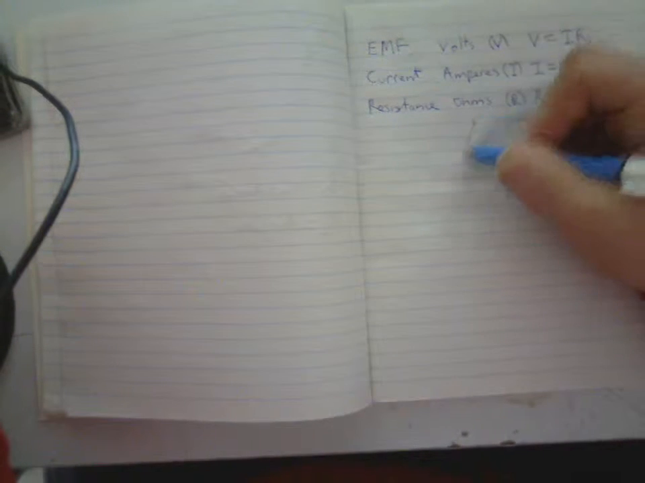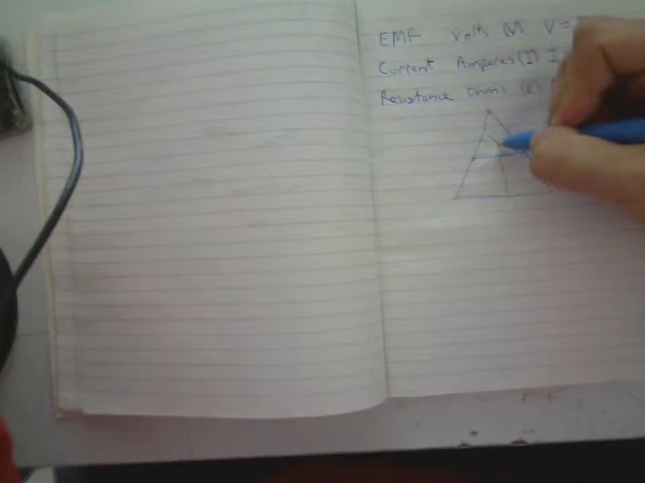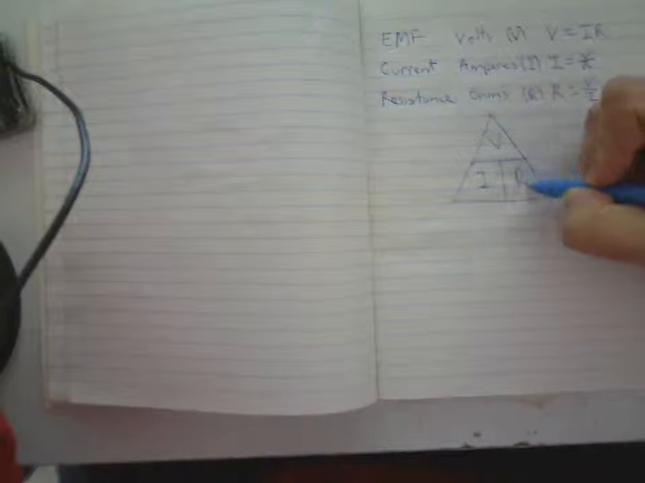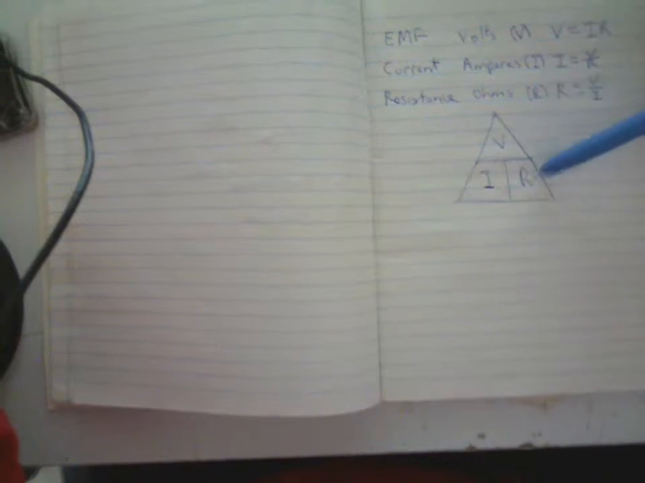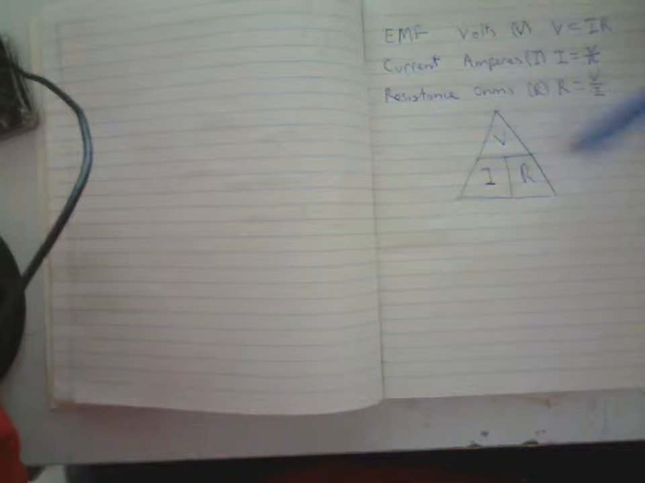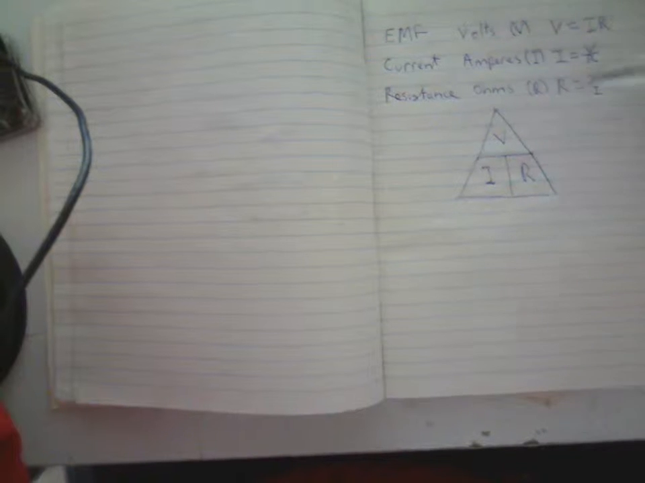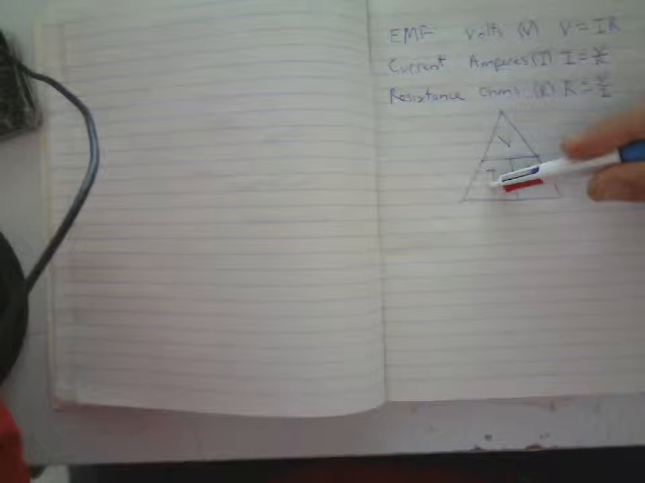A good way to remind yourself of these formulas is the Ohm's Law triangle. And this is the way you do that. V is on top, then you have I, then you have R. Now, if we wanted resistance, what's the formula for resistance? You have a look at your triangle and you see, voltage divided by I, because whatever's on the bottom is divided by. So R equals V divided by I.